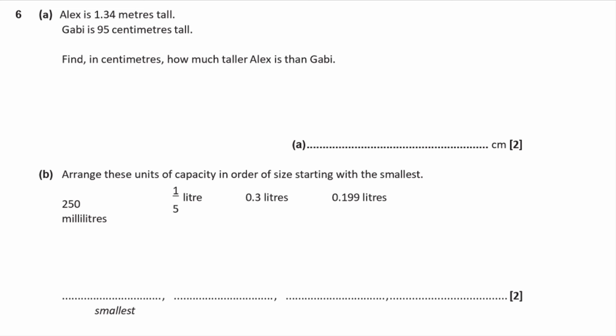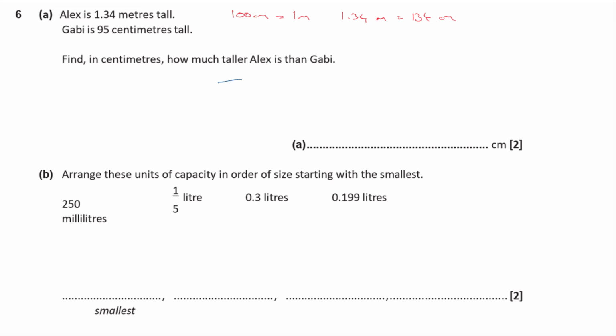So the first thing we're going to have to do is to convert them both into the same thing. And as the answer needs to be in centimeters, that seems to be the obvious thing to do, convert into centimeters. So Gabby's is already in centimeters. Alex, 1.34 meters. Now, there are 100 centimeters in 1 meter. So if I take 1.34 and I times it by 100, then 1.34 meters is the same thing as 134 centimeters, isn't it?